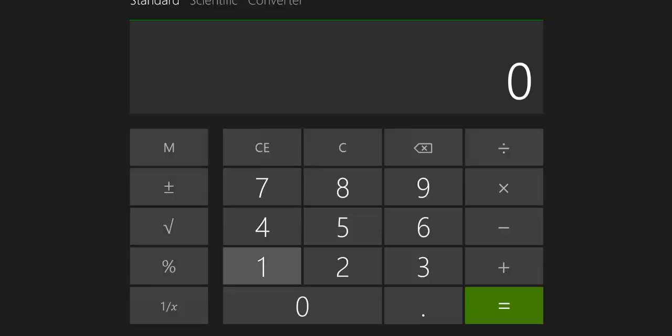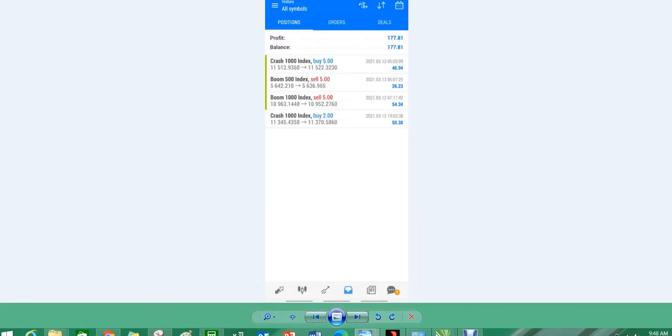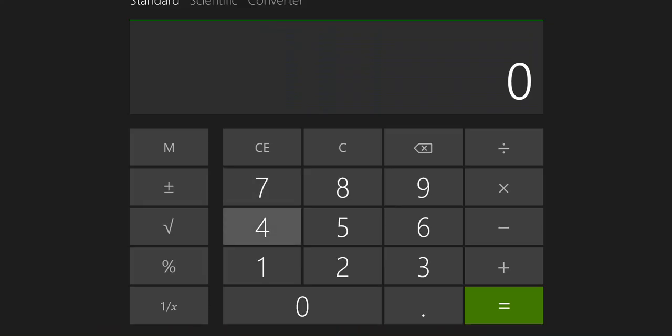So that means with a 5.0 lot size, he will be getting $2.5 per minute. Okay, so that is 46.94 divided by 2.5.